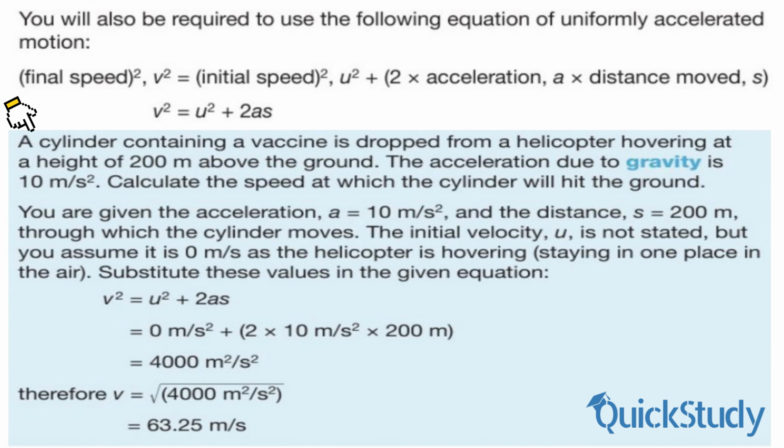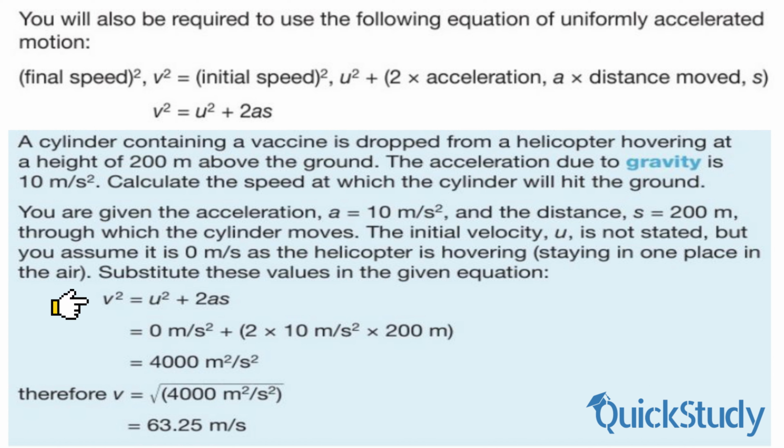So in the example, a cylinder is dropped from a helicopter hovering at a height of 200 meters. The acceleration due to gravity is 10 meters per second squared. Let's calculate the speed at which the cylinder will hit the ground. Let's write what we have first. Acceleration is 10 meters per second squared. Distance is 200 meters. The initial velocity here is 0 as the helicopter is not moving at all.